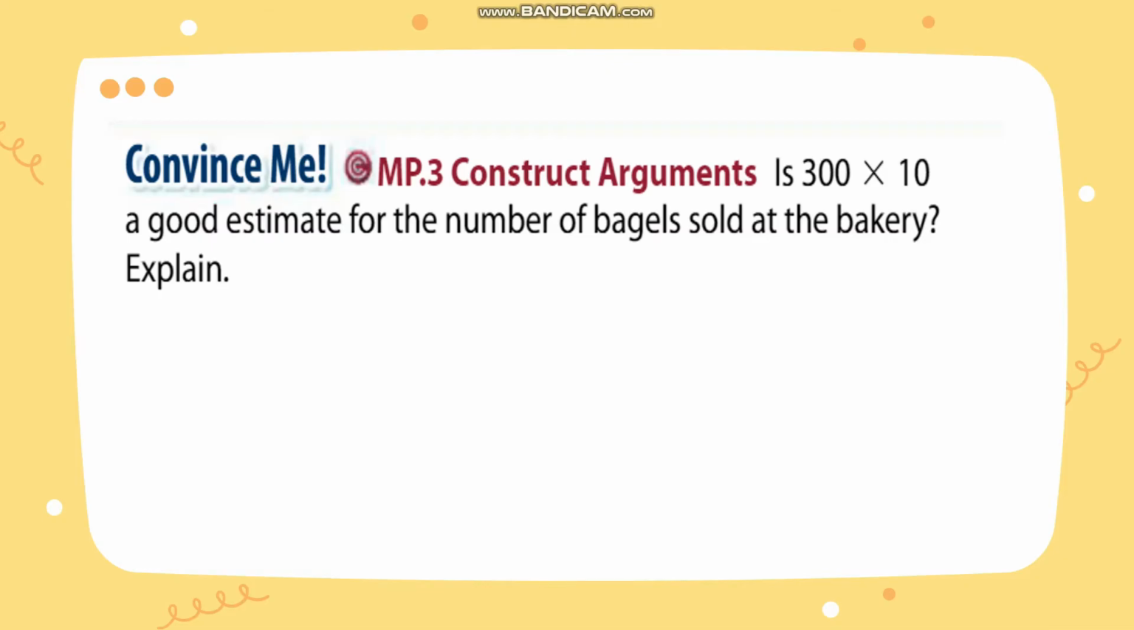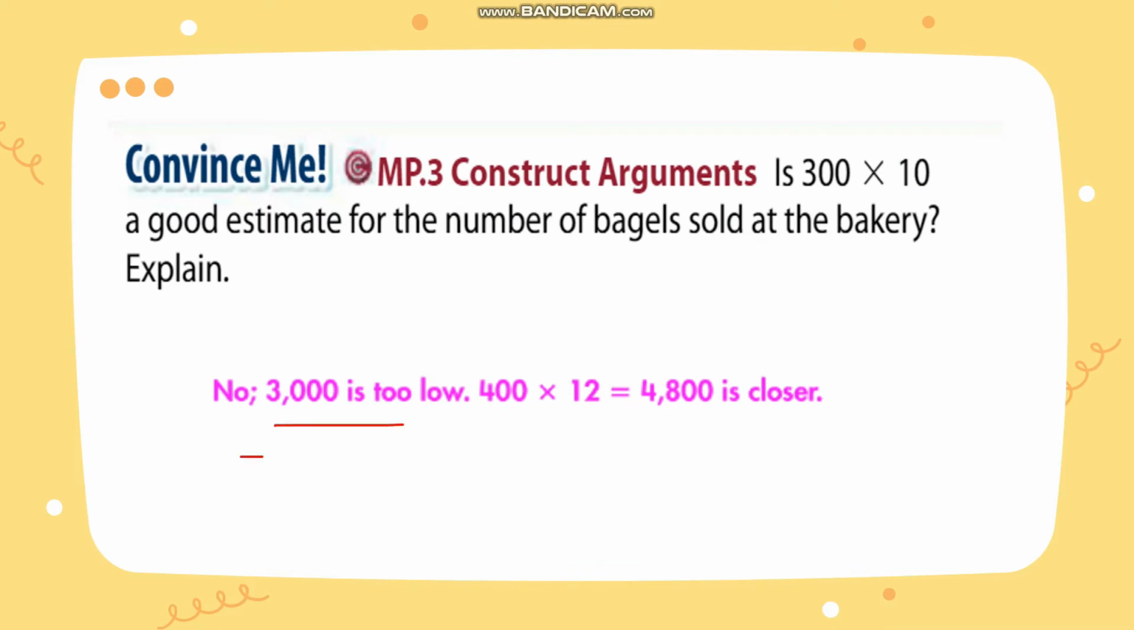Is 300 multiplied by 10 a good estimate for the number of bagels sold at the bakery? The answer is no, because 3,000 is too low. 300 multiplied by 10 must be 3,000. So 400 multiplied by 12, which is 4,800, is closer to the given number.